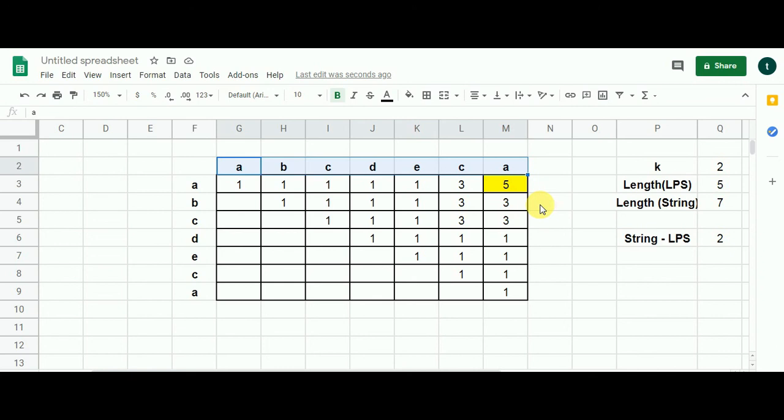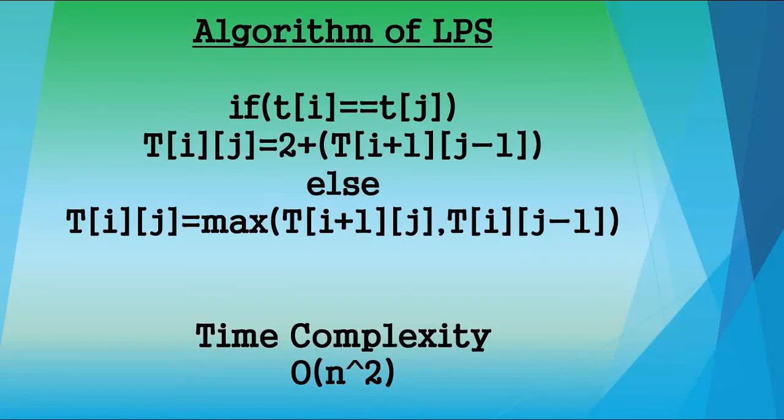Now let's take a look at the algorithm. So the algorithm will be of the longest palindromic subsequence. So here is the algorithm of LPS. If Ti is equal to Tj, then Tij is going to be 2 plus Ti plus 1 j minus 1. Else Tij is going to be the maximum of Ti plus 1 j and Ti j minus 1. The time complexity of this LPS algorithm is O(n) square.